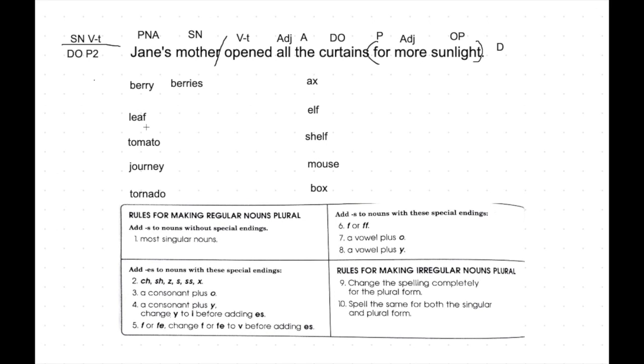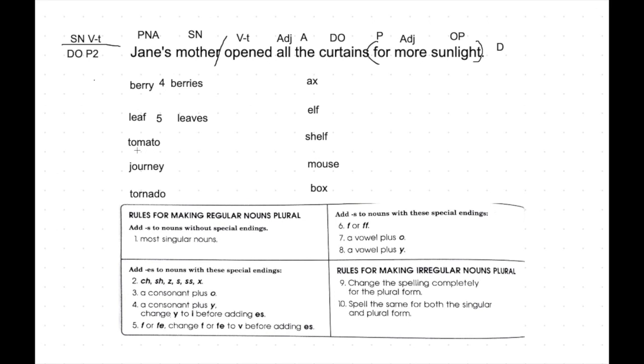It follows rule number 5. I'm going to write the rule number too. I should have written the rule number for berry, but you can write that on your own. I'll write it right here. So for berry, it was rule number 4. For leaf, it's rule number 5. And for rule number 5, it says that we need to change the F to a V and add ES. So it needs to be leaves.